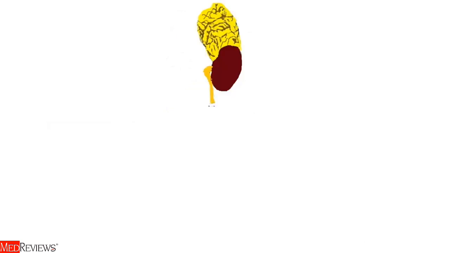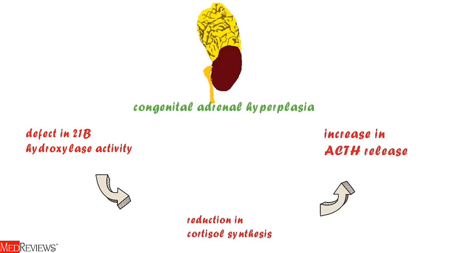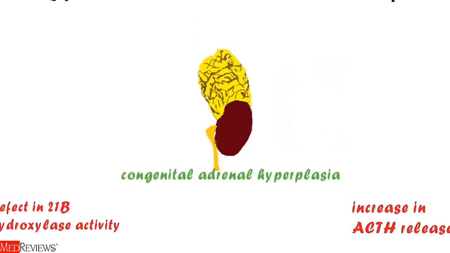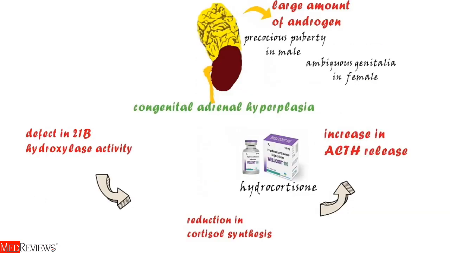In the second adrenal disorder, congenital adrenal hyperplasia, patients have a defect in 21-beta-hydroxylase activity. This defect will lead to a reduction in cortisol synthesis, thus producing a compensatory increase in ACTH release. The gland becomes hyperplastic and produces abnormally large amounts of androgen, leading to precocious puberty in males and ambiguous genitalia in females. They are treated with hydrocortisone to replace deficient glucocorticoids and to suppress ACTH-driven adrenal androgen production. Hydrocortisone should also be administered to maintain normal blood pressure and electrolytes. These were the common adrenal disorders.